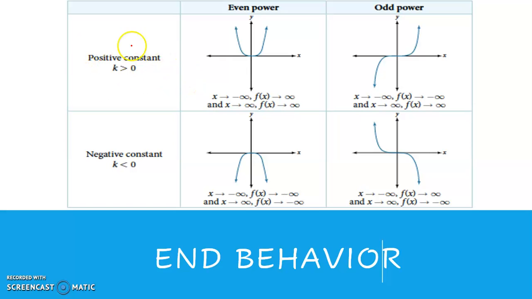So if the leading coefficient is positive, as x goes to negative infinity, you can see the y will also go to negative infinity. As x goes to positive infinity, the y also goes to positive infinity. But if we put a negative in front, it flips it, it reflects it, and the behavior changes. So as x goes to negative infinity, y goes to positive. It's flipped. As x goes to positive, y or f of x goes to negative.